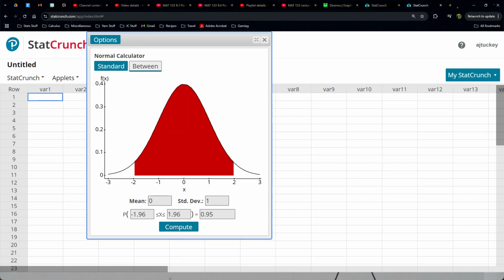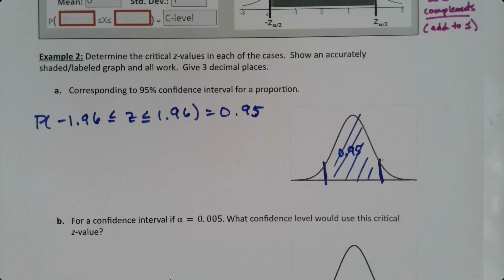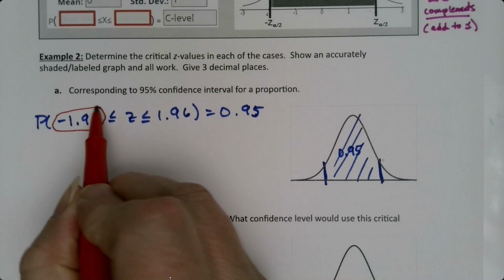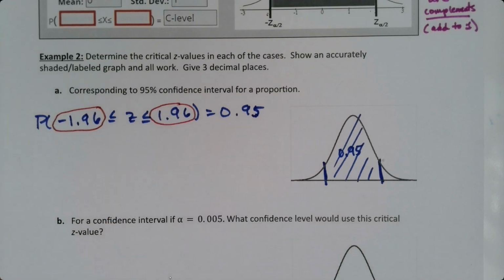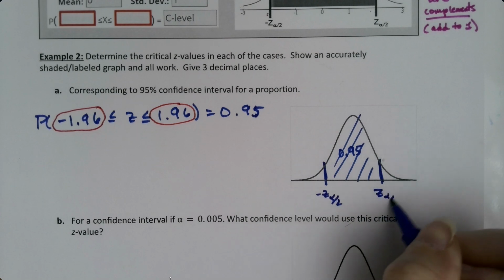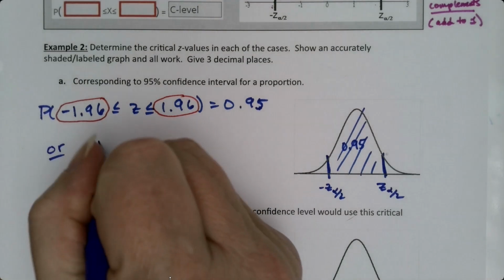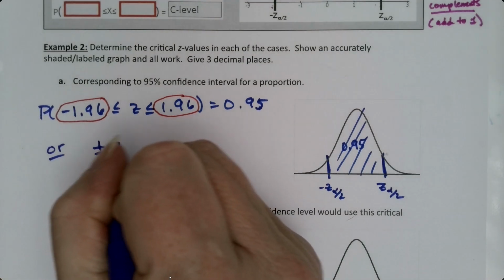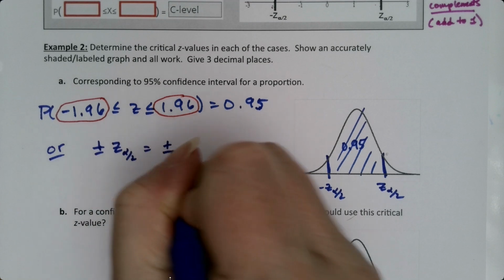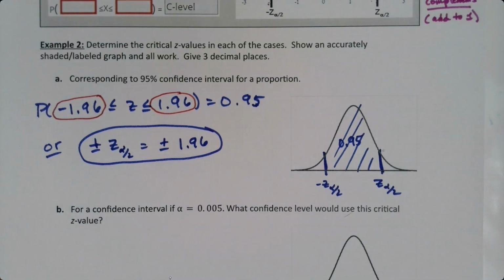Okay. So when I go back to my paper, that's the work. I'm showing the work. Now the answers are actually this value here and this value here. They are the negative z alpha over 2 and the positive z alpha over 2 respectively. The more common way to write it is plus or minus z alpha over 2 is plus or minus 1.96. There you go.